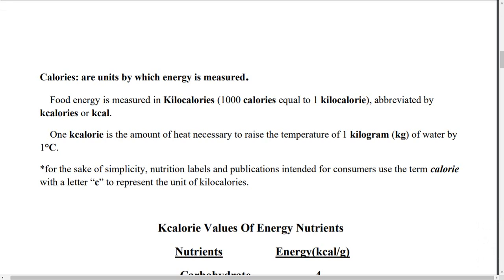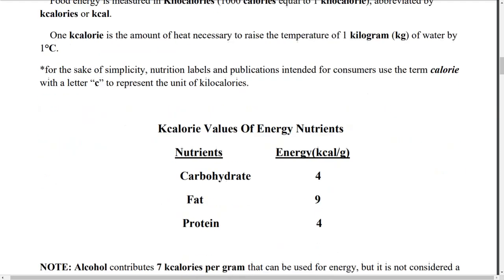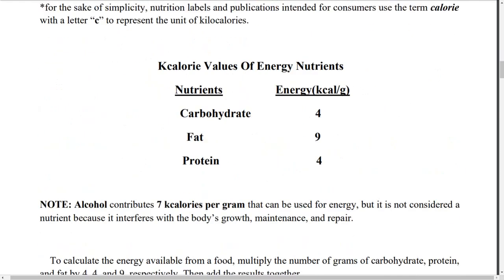This table, the next slide, is for kilocalories by values of energy nutrient, where you see carbohydrate has 4 kilocalories per gram, while fat has 9 kilocalories per gram, and proteins have 4 kilocalories per gram. Note that alcohol contributes 7 kilocalories per gram that can be used for energy, but it is not considered a nutrient because it interferes with the body's growth, maintenance, and repair.